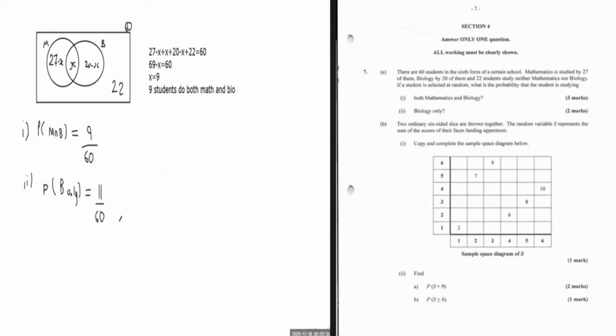Now it says copy and complete the sample space. That's the next part of the question. For part B, I'm going to make a border around here. This is where we're going to do part B. And let's create the box now to represent the sample space.